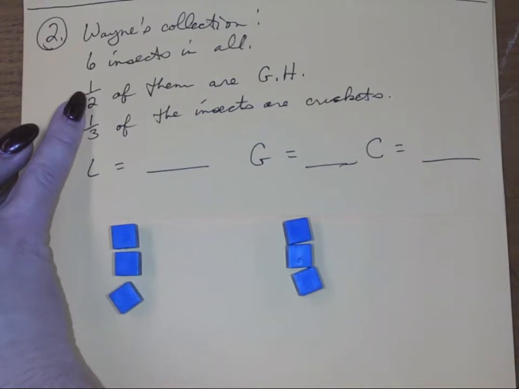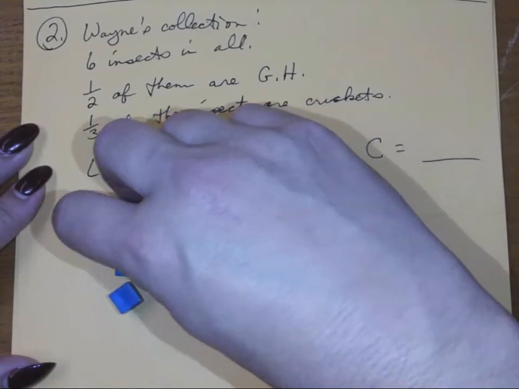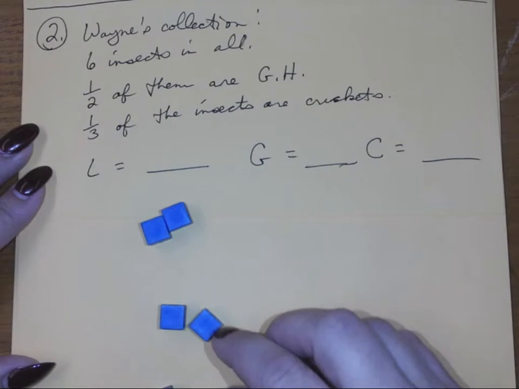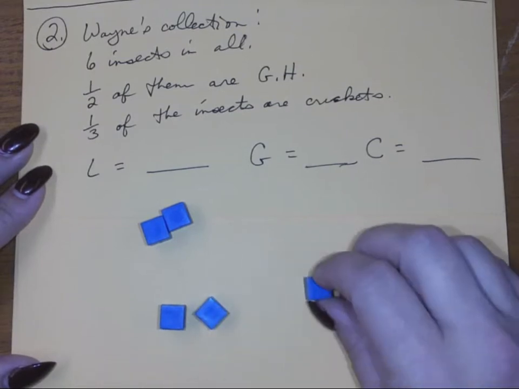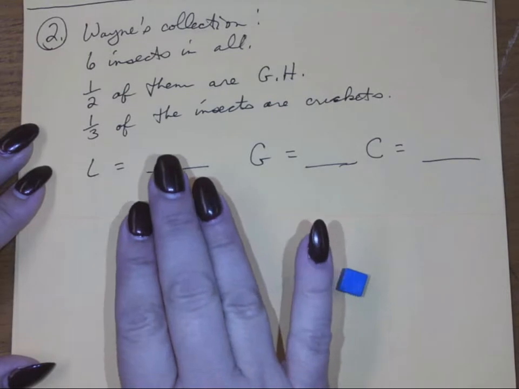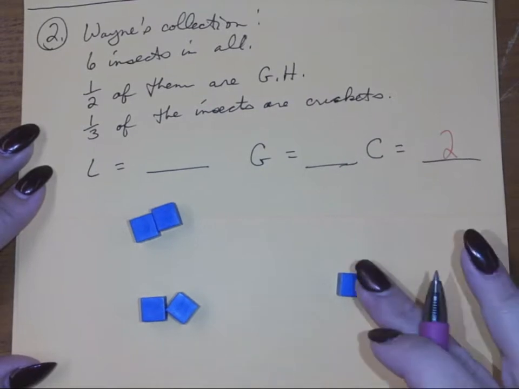And then, while I've still got them all blue, what does this mean fraction-wise? 1 out of 3, 1/3. I need one group out of 3 groups to be crickets, right? Let me put it over there. I need one of those 3 groups to be crickets. So if I just move them around like this, I know for a fact 1 out of 3 groups will be crickets.